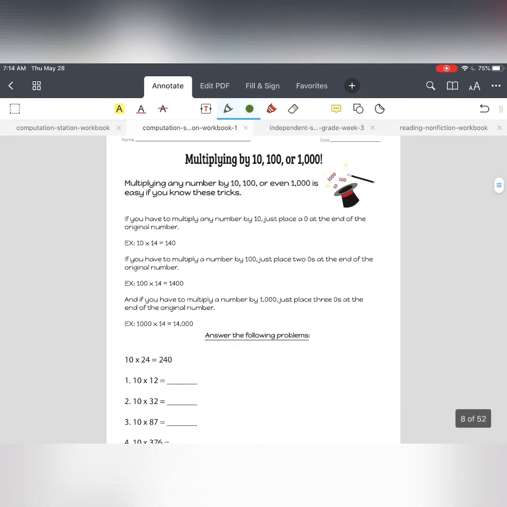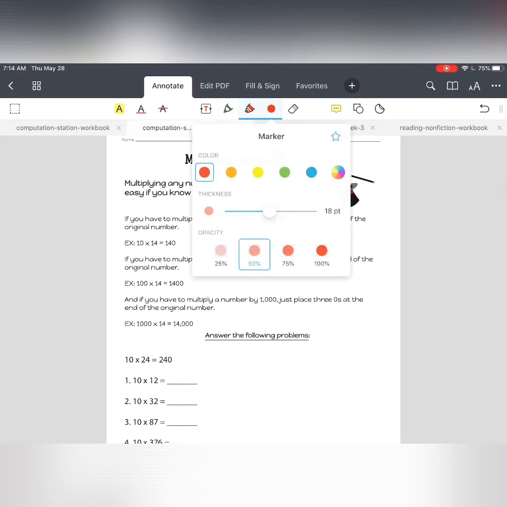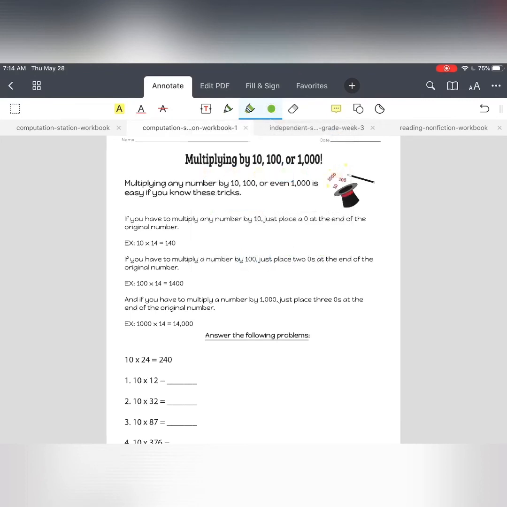Then I want you to keep going to this page. This one is very simple. We've talked about this a lot this year, so I don't think you'll have a problem with it. Multiplying by 10, 100, or 1,000. Multiplying by 10, 100, or 1,000 is easy if you know these tricks. If you multiply a number by 10, you add a 0 at the end. If you multiply by 100, you place 2 zeros at the end. If you multiply by 1,000, you place 3 zeros at the end.